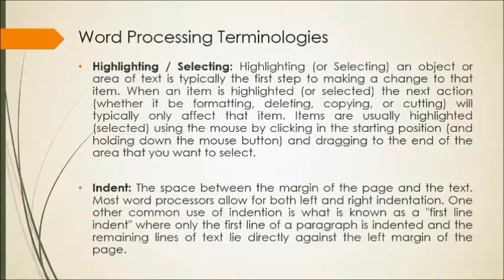Highlighting or selecting. Highlighting or selecting an object or area of text is typically the first step to making a change to that item. When an item is highlighted or selected, the next action, whether it be formatting, deleting, copying, or cutting, will typically only affect that item. Items are usually highlighted or selected using the mouse by clicking in the starting position, holding down the mouse button, and dragging to the end of the area that you want to select.